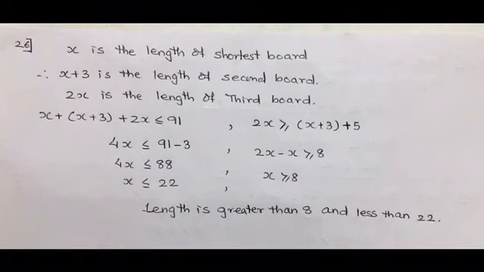26th one: a man wants to cut 3 lengths from a single piece of board of length 91 centimeter. The second length is to be 3 centimeter longer than the shortest, and the third length is to be twice as long as the shortest. What are the possible lengths of the shortest board if the third piece is to be at least 5 centimeter longer than the second?